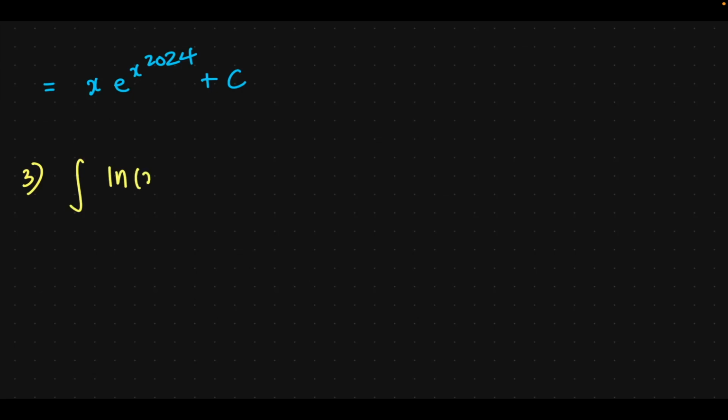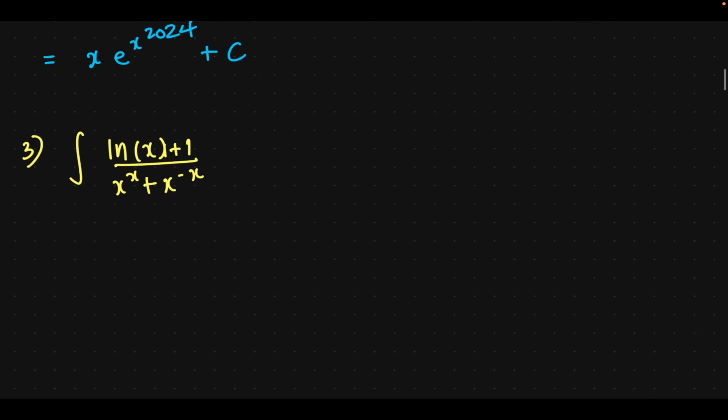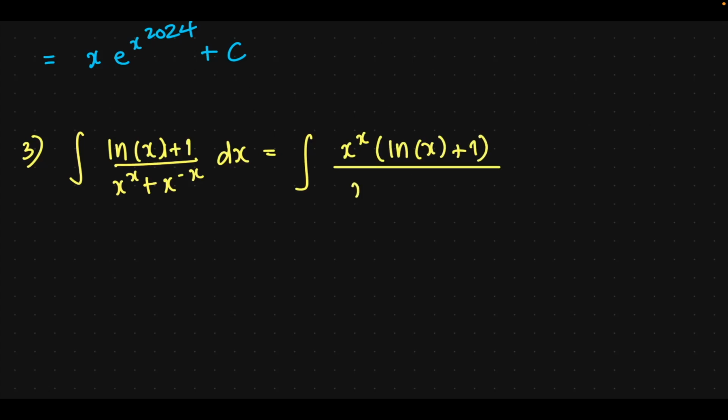Integral ln of x plus 1 divided by x to the x plus x to the minus x. Now let's do one thing. We can get all positive powers in the denominator, and I forgot my dx, sorry for that. Let's get all positive powers in the denominator, so that means we can write this as x to the x times ln of x plus 1 divided by x to the x the whole squared plus 1 dx.